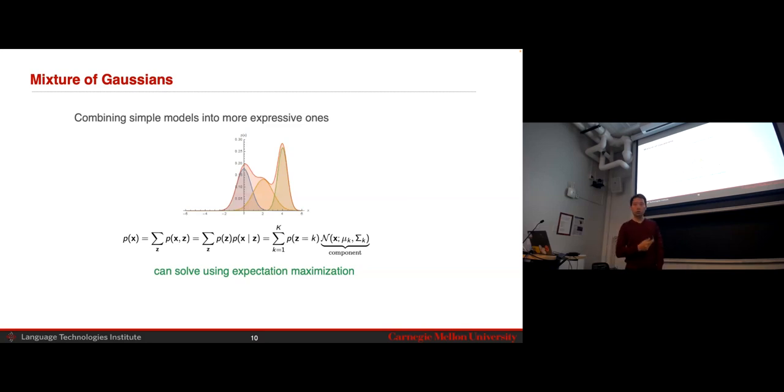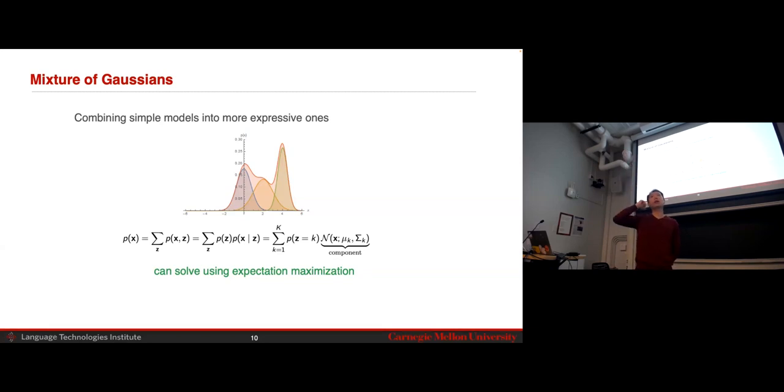You can write out the distribution of your data, P of X, as a summation over z of your joint distribution p of x and z. You can then factorize p of x and z into first sampling p of z, which is a categorical distribution, and then sampling p of x given z. That is the Gaussian means and variances given the particular z categorical distribution that you've chosen. In which case, you can actually compute this pretty easily because your p of z is just the probability that you belong to that categorical variable.